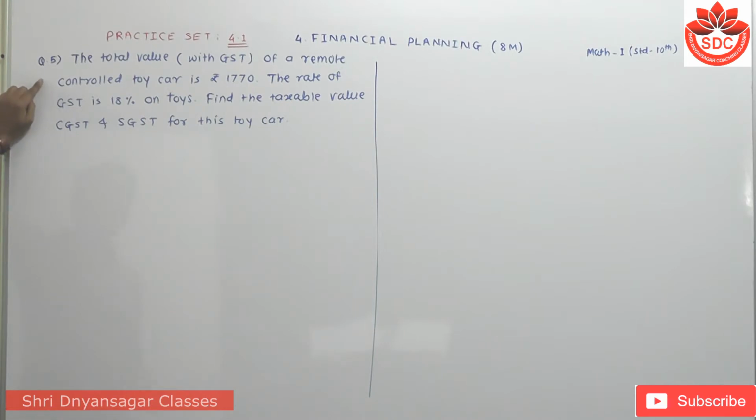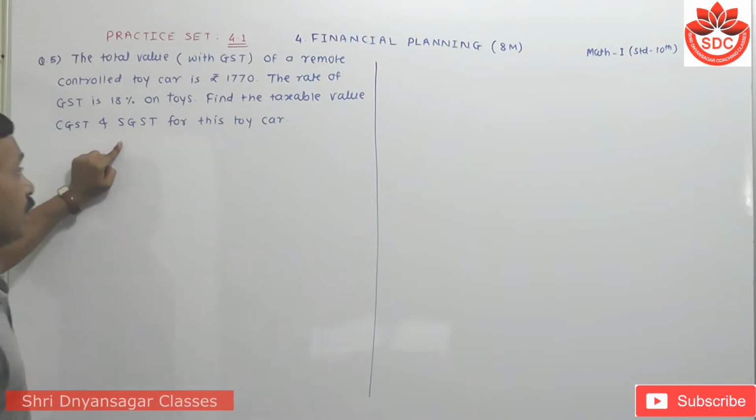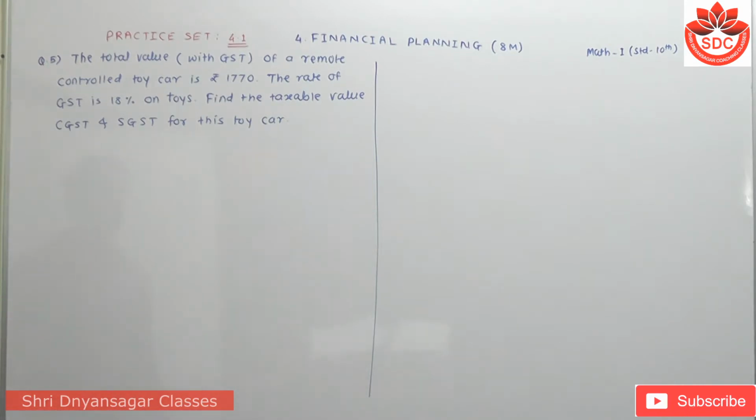The total value, that is, with GST, of a remote control toy car is rupees 1770. The rate of GST is 18% on the top. Find the taxable value, CGST and SGST for this toy car.